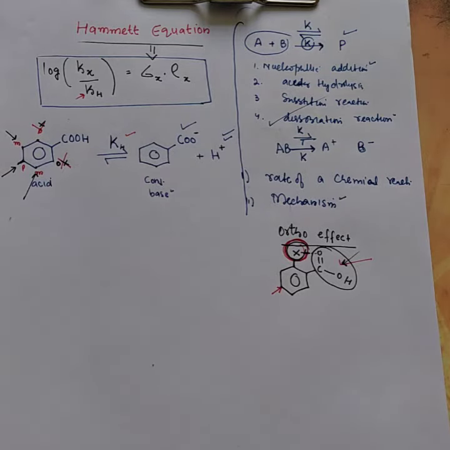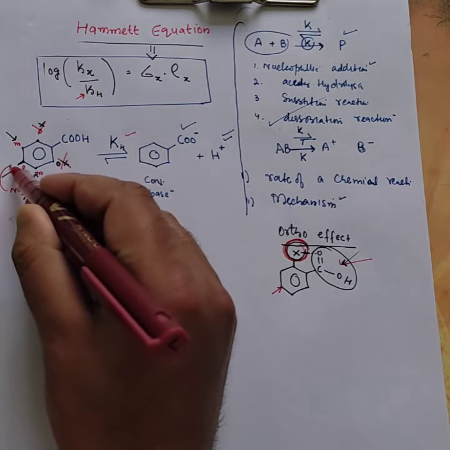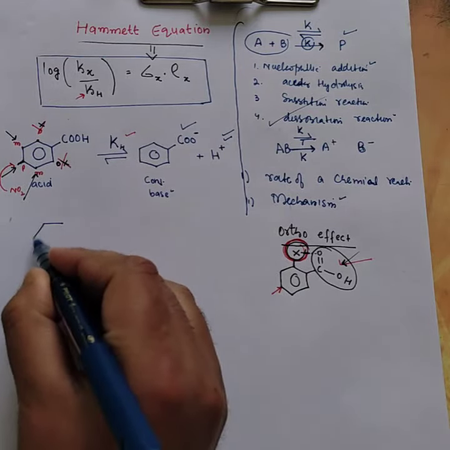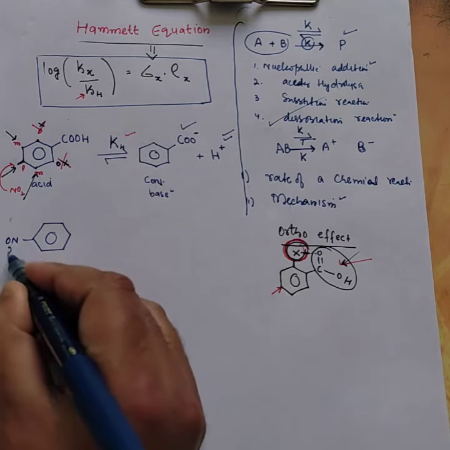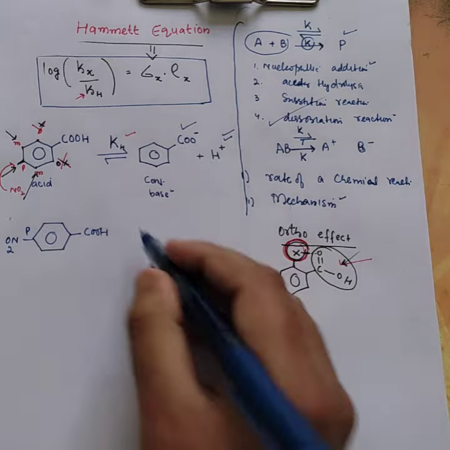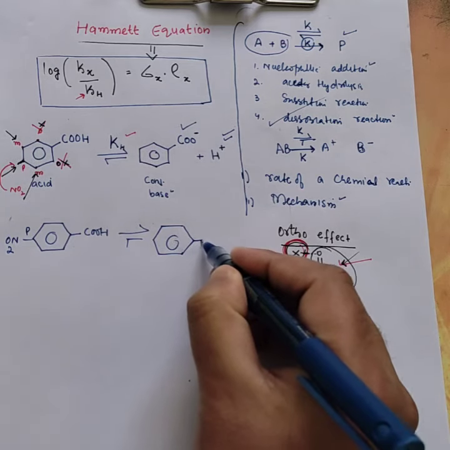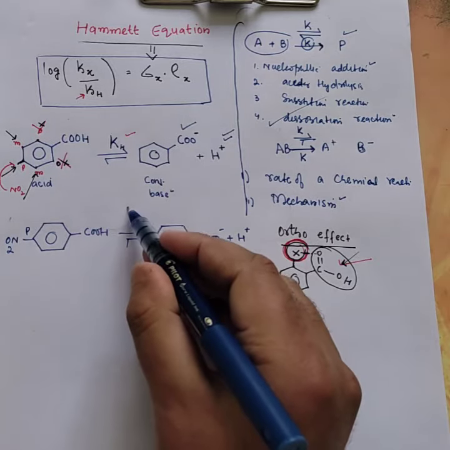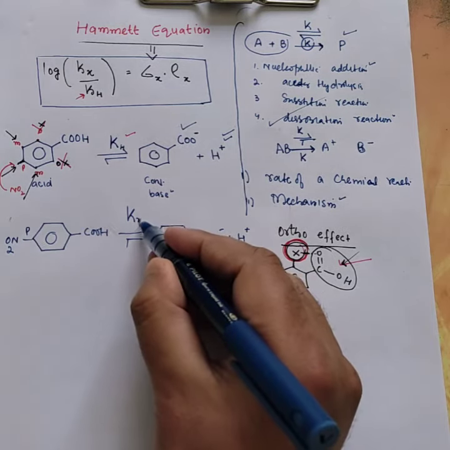Now, for example, let's take a nitro group here. If I put a nitro substituent here, so this becomes COOH. Now I have a group at the para position. So this becomes COO negative plus. Now I will talk about this: I will not write KH, I will write K substituent at the para. Instead of that, I will write KX.